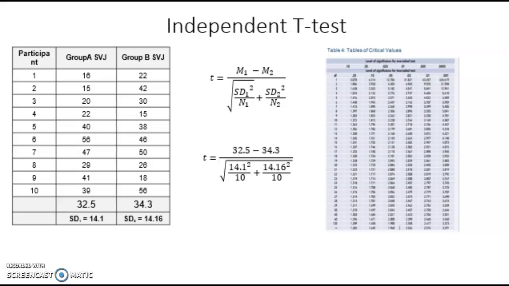Then you calculate the degrees of freedom for the critical values table. To do this, you add the number of scores for each set of scores and minus 2. This gives you the degrees of freedom number, or DF number, on the left-hand column. You then find the level of significance 0.05 and find your critical value. If the t-value is larger than the critical value, then there is a significant difference. Whereas if the t-value is smaller than the critical value, there is not a significant difference.